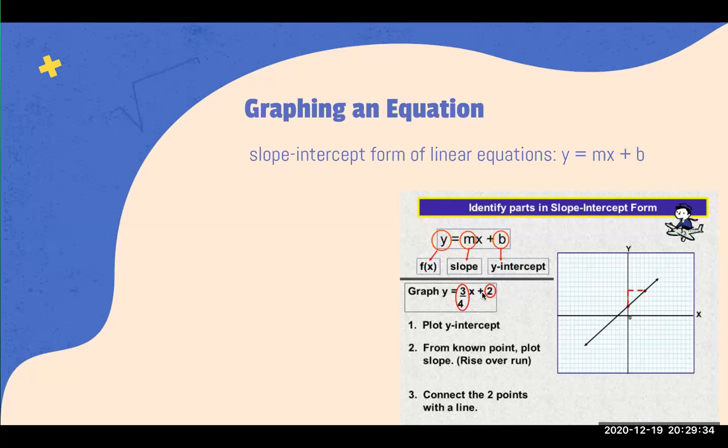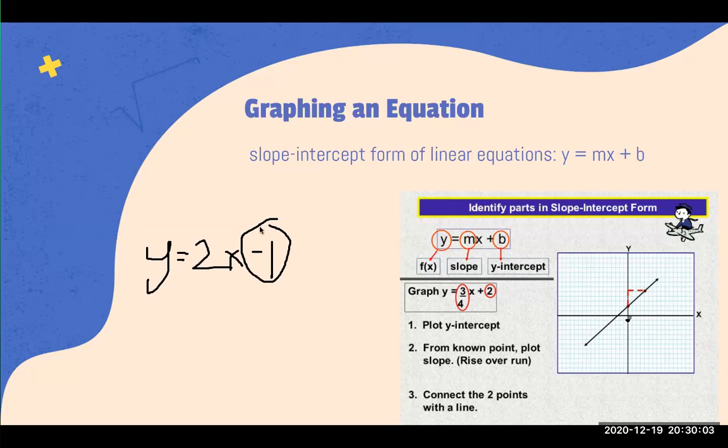We're going to use this equation. Actually, let's just make up a new equation. Our new equation is going to be y equals 2x minus 1. So the y-intercept is minus 1, and that's down here. This is the y-intercept. Then the slope is 2.